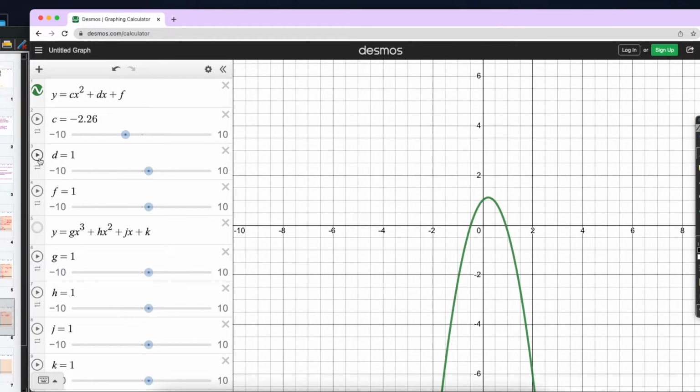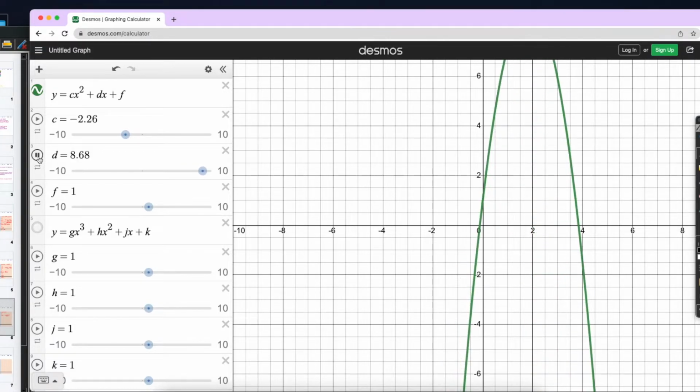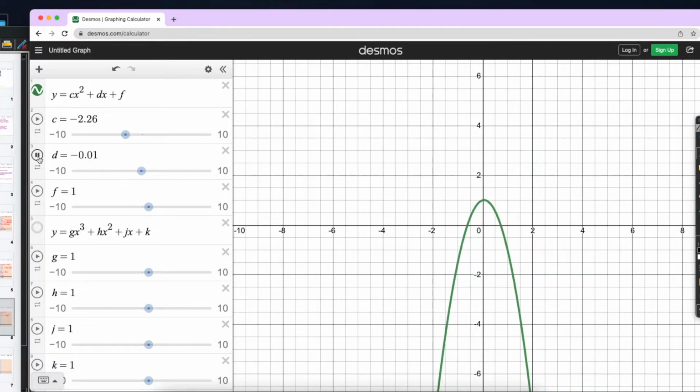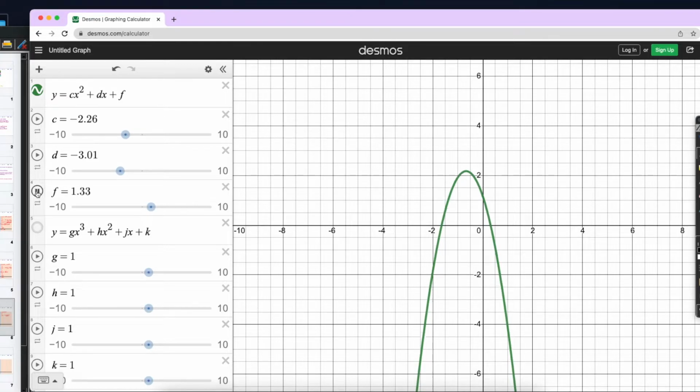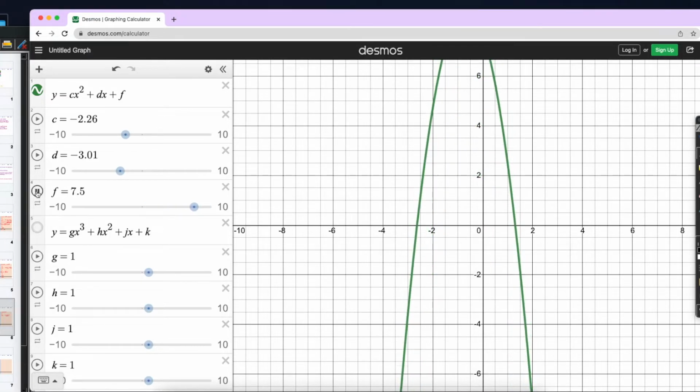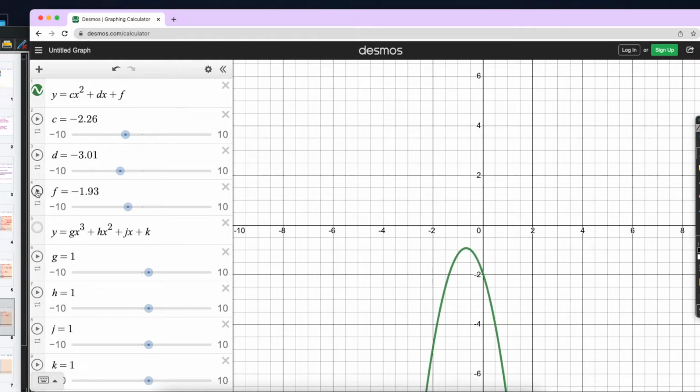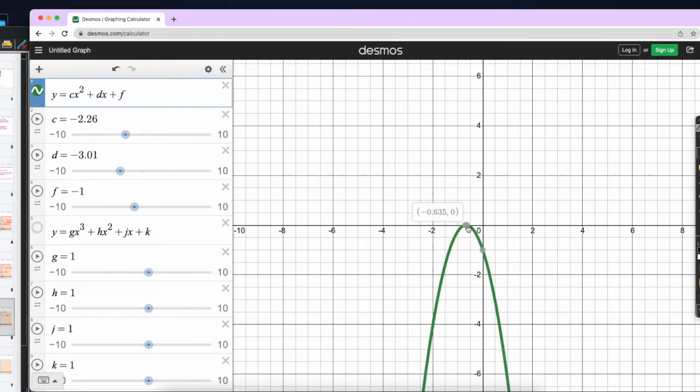Now, if I was to play around with D, that's not going to let me do it, maybe F. Again, it's a little difficult to create it, but there we go. What I'm trying to do is show you that if we had the right combination of values, we could create a situation, this is not it, they're just really close together, but we could create a situation where the vertex was on the x-axis and this only had 1 x-intercept.